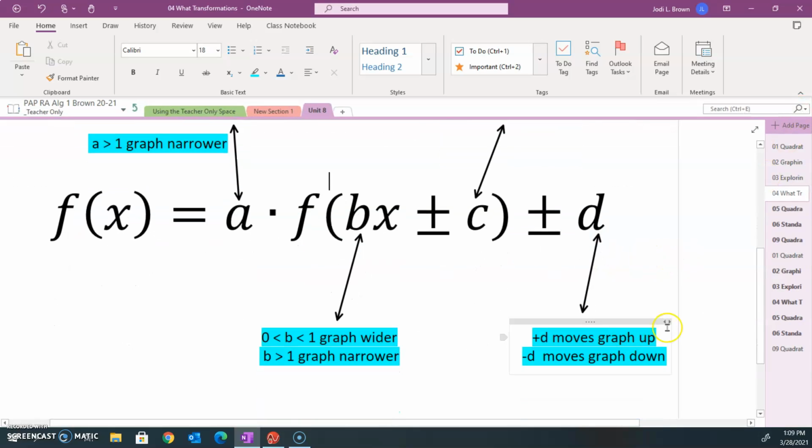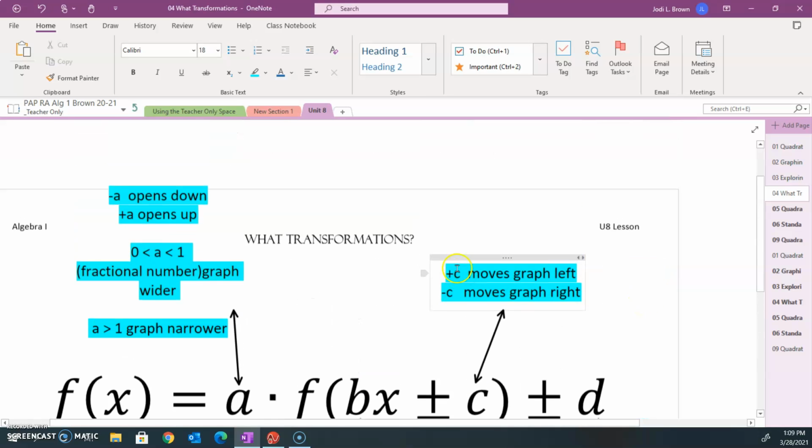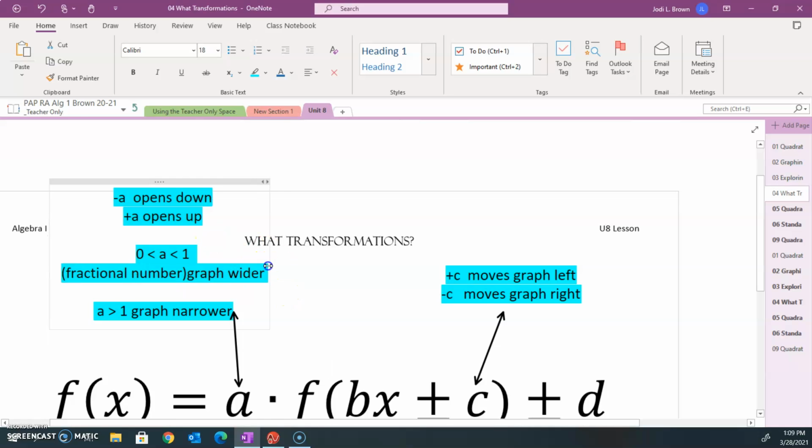D, if it's positive, it moves the graph up, moves the vertex up. If D is negative, it moves the vertex of the graph down. The whole graph moves along with the vertex. That vertex is that moving point of that graph, okay?